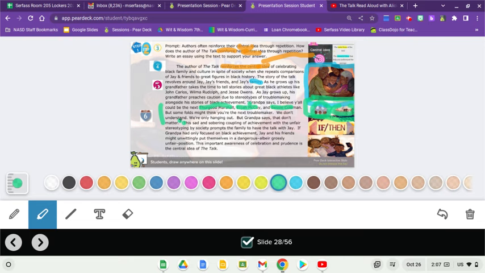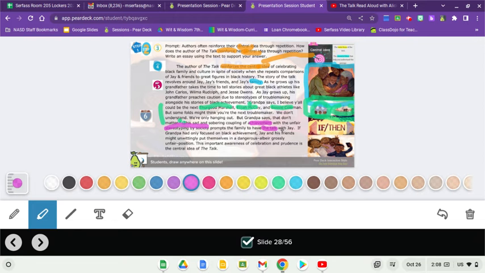We don't understand. We're only hanging out. But Grandpa says that don't matter. Switch it on over, please, to purple. This sad and sobering coupling of achievement with the unfair stereotyping by society prompts the family to have the talk, the name of the book, with Jay.